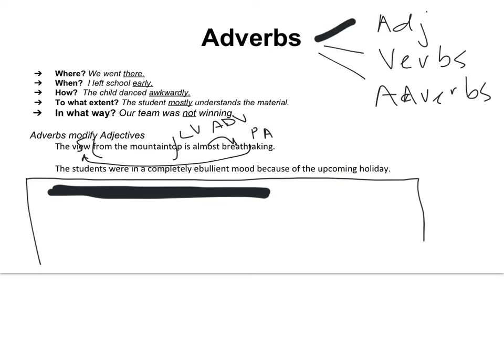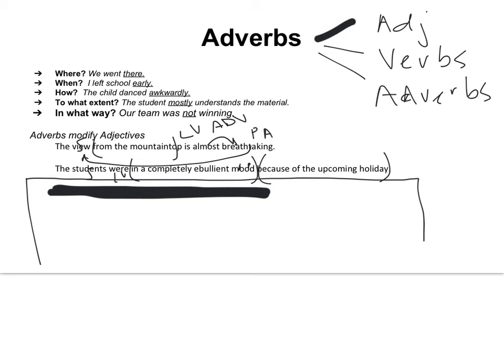The students were in a completely ebullient mood. In a completely ebullient mood because of the upcoming holiday. I've got two prepositional phrases. I have a linking verb. I've got my subject. There is no predicate adjective or predicate noun in this case because I have two prepositional phrases, and you will never find a predicate adjective or predicate noun within prepositional phrases.